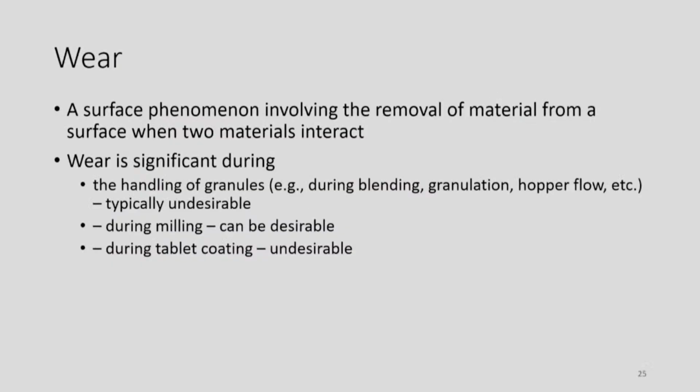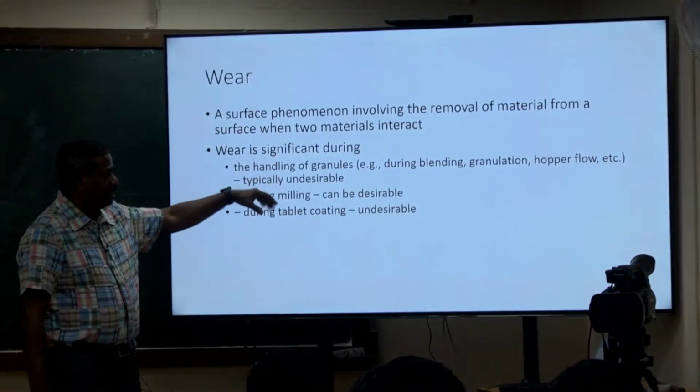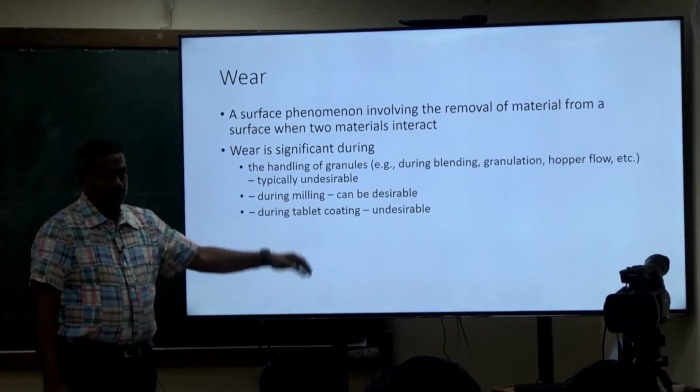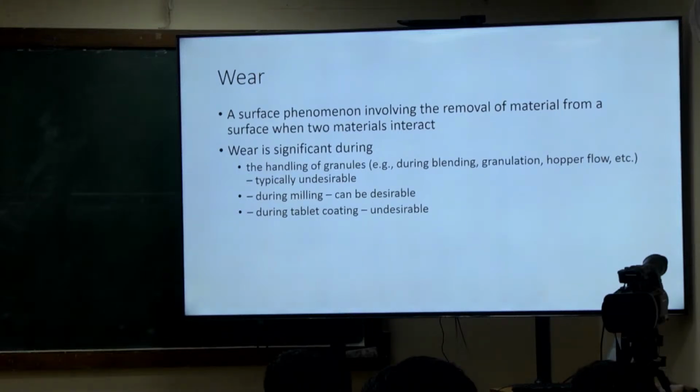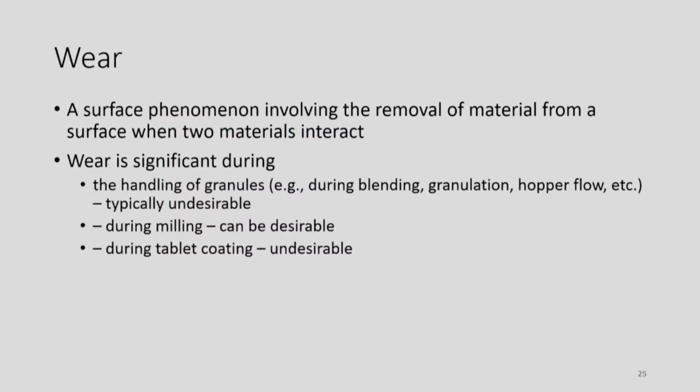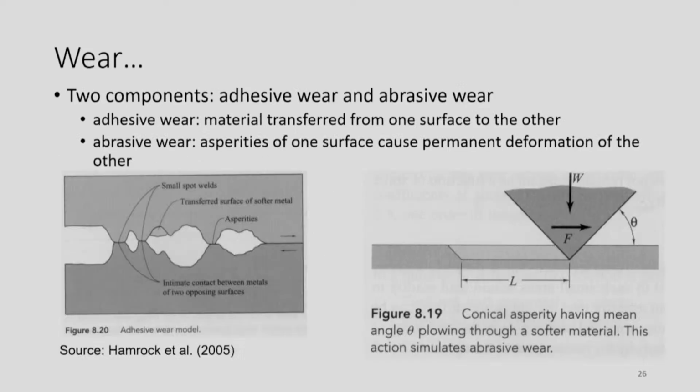Okay. So wear, again, we talked about wear and friction, right? When one material passes over another surface, one surface could lose some components due to wear. So it's very significant, again, during handling of materials. Maybe for milling, wear is desirable because you want to break the particles into smaller pieces. But for handling and shipping, it's not desirable, right? You want to have the material intact, right?